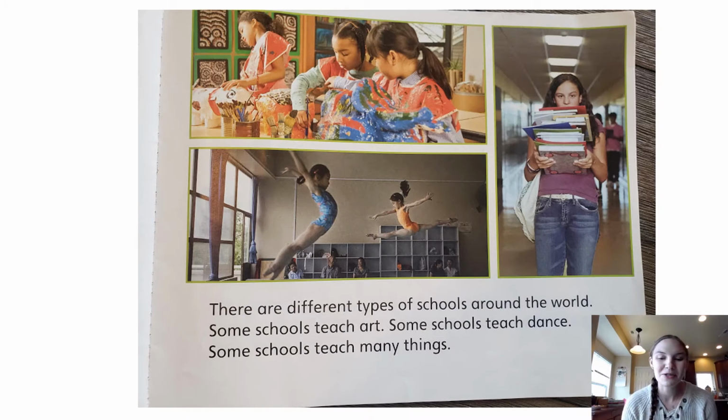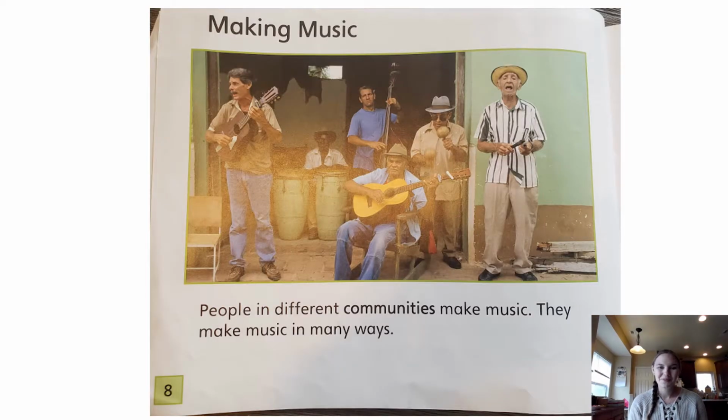There are different types of schools around the world. Some schools teach art, some schools teach dance, some schools teach many things. So our school taught us about math and reading and the days of the week, but there's some schools that are extra special. Those schools teach us just about art, or just about dance, or just about gymnastics and things like that. Those are really cool schools.